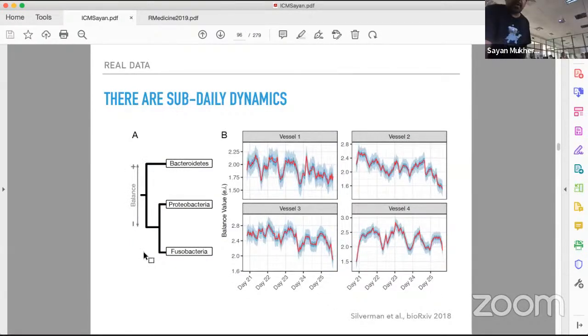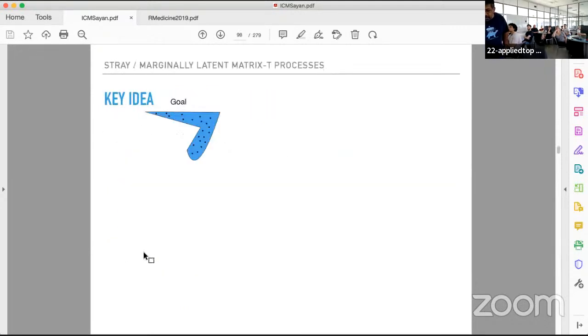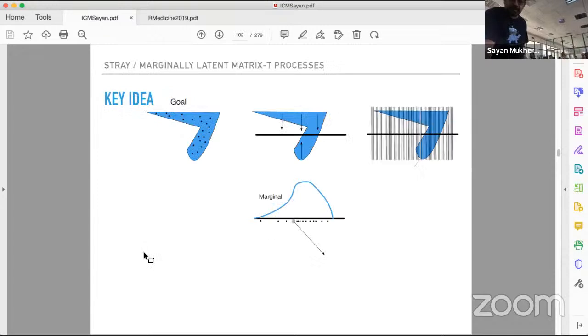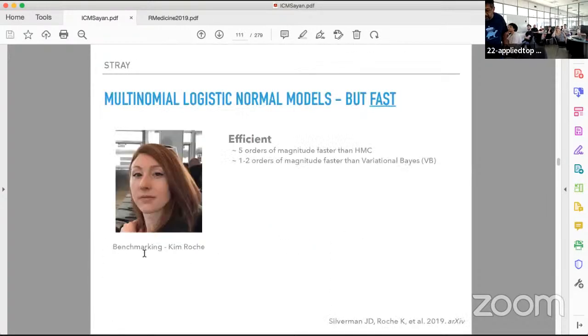So we showed that there's sub-daily dynamics, and this is one of the things we were really interested in: how long before the biological variation exceeds the technical variation, which gives you some idea of how often you can sample. I'll skip this just to make things faster. This is a total model.